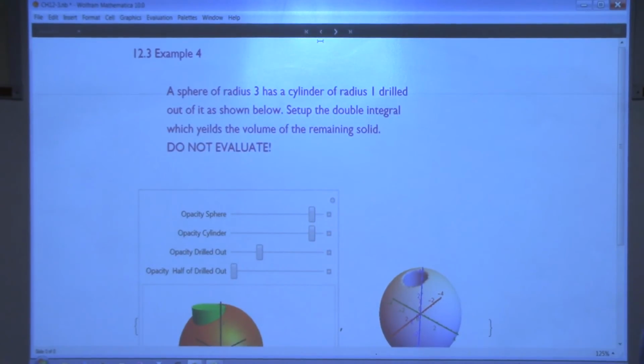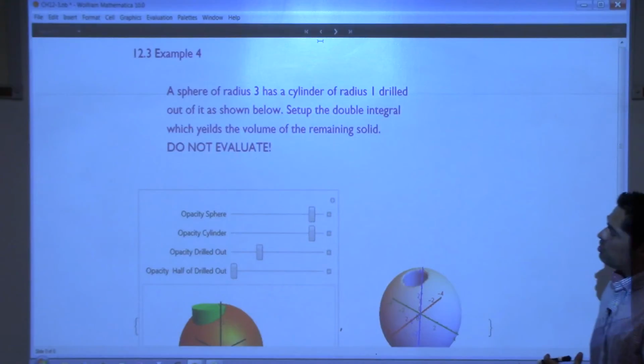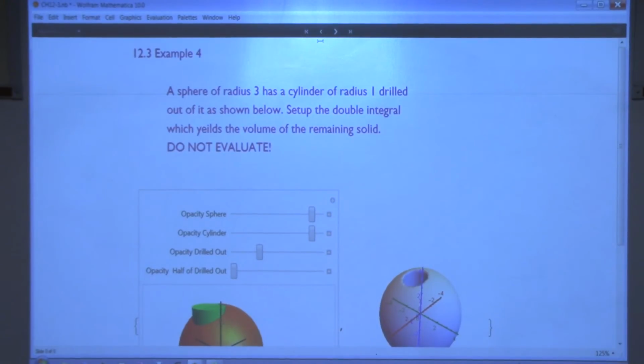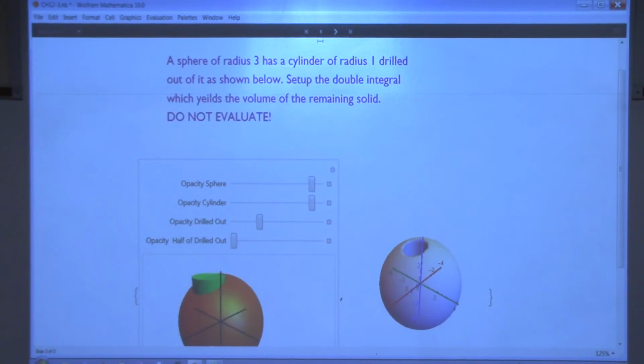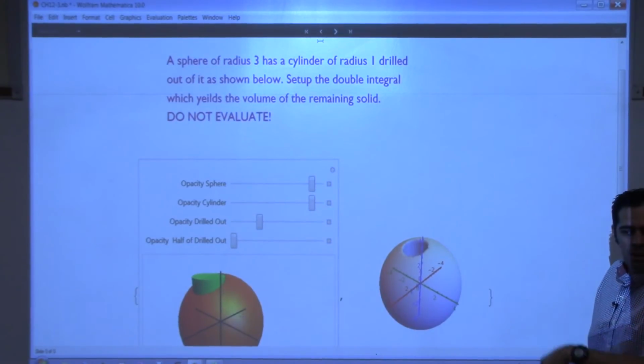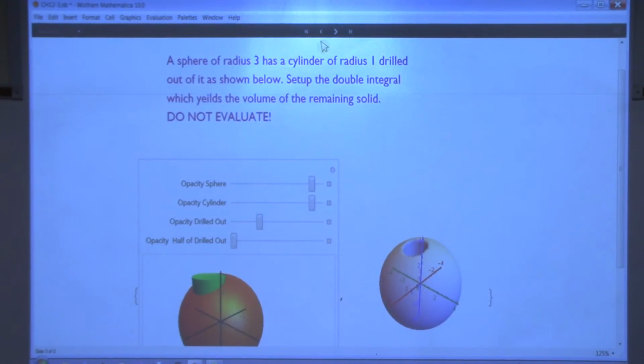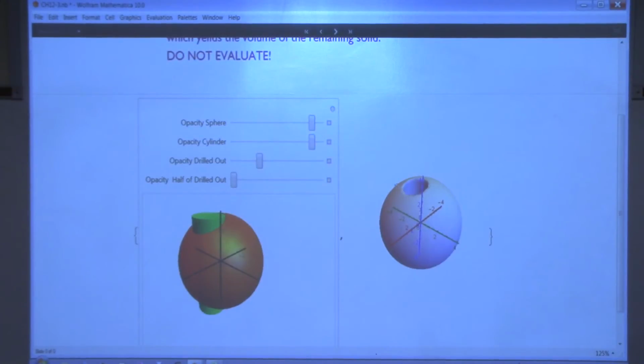A sphere of radius 3, it's actually a solid. Imagine you have a solid ball, all right? And we're going to drill through the ball. And when we drill through the ball, it's going to take some of the material out, and this ball is going to have a new volume to it, right? So here it is. You can look through there, we see, right?